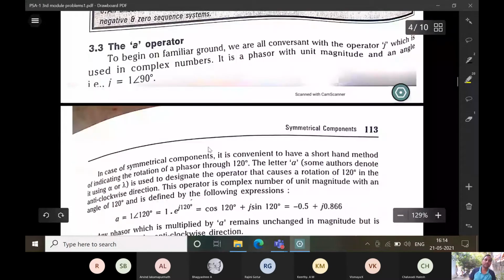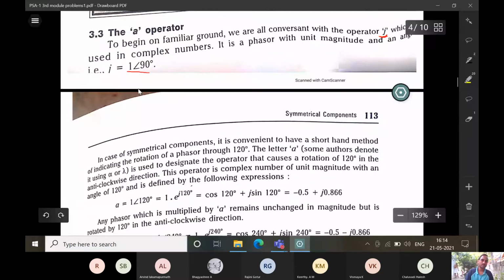Right. So now we have to know about the A operator. So what does the A operator mean? To begin on familiar ground, we are all conversant with the operator J. You know the J operator in the complex form, right? Which is used as a complex number. So how do you convert J into polar form? 1 at an angle 90, right? Magnitude is 1 and angle of J is 90 degrees.